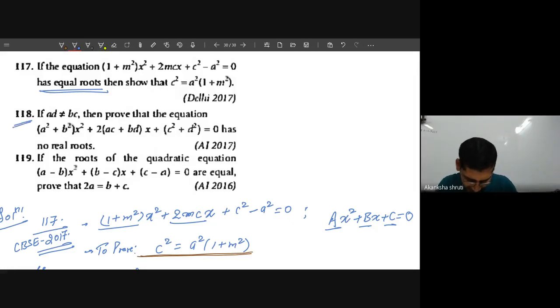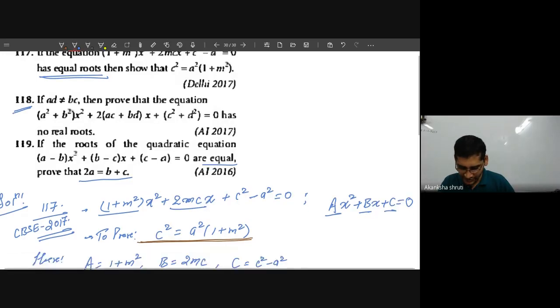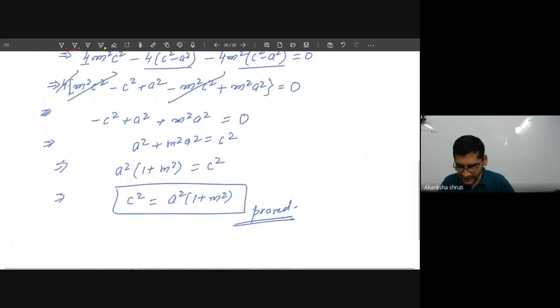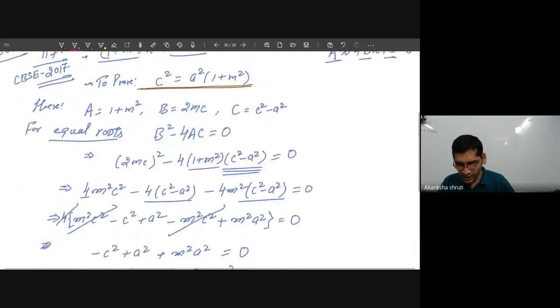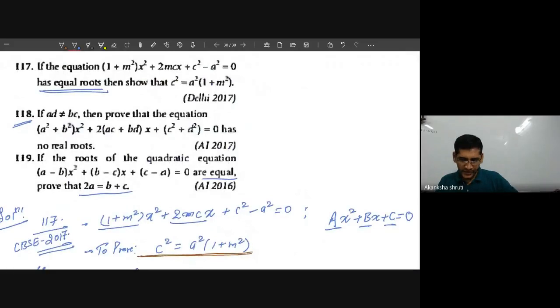Coming to 119. So 119, the roots of the quadratic equation are equal, then you have to prove the same thing whatever I have done in 117. The same question is this. Here coefficients are different, you will get a different result, but the same technique you have to apply. Is it okay, students? Can we stop the class today now? Okay. So please do these questions.